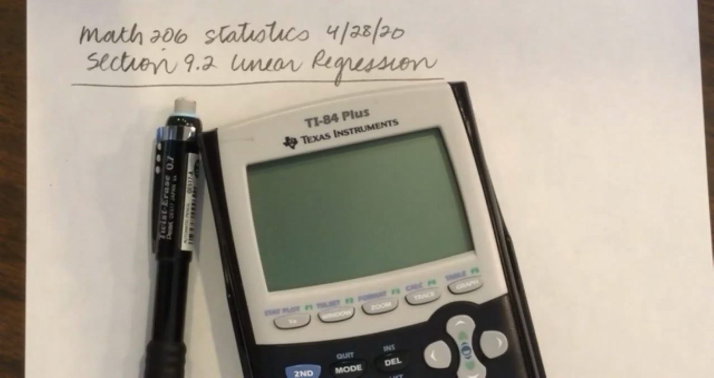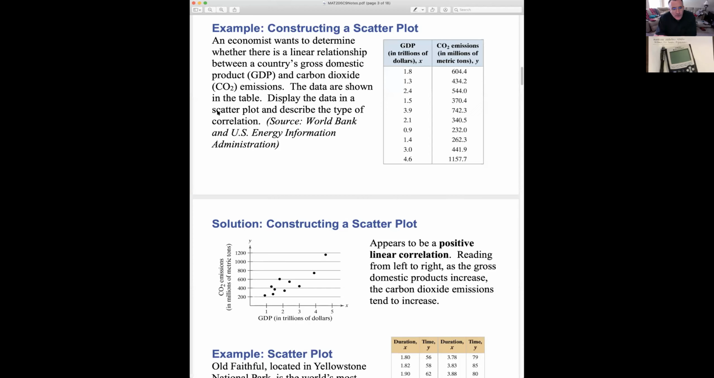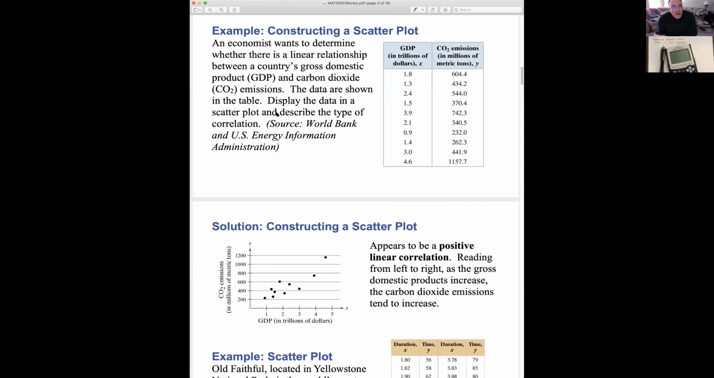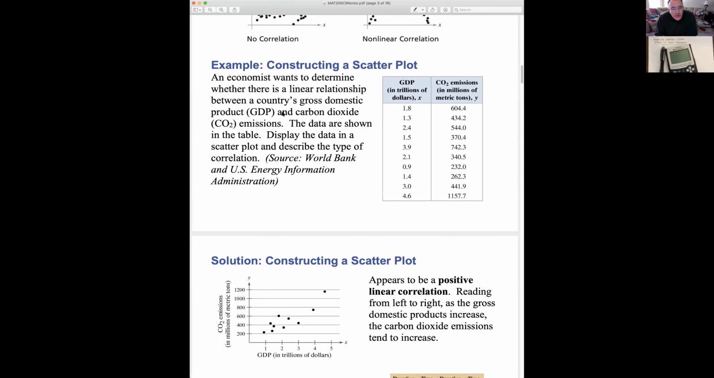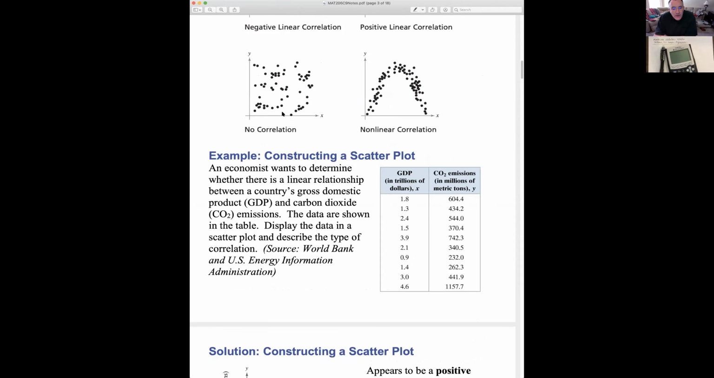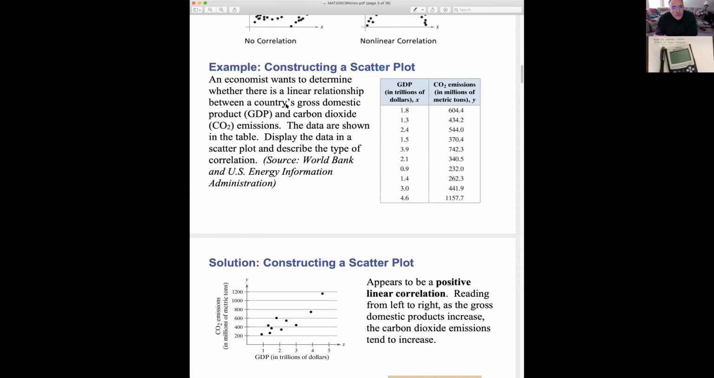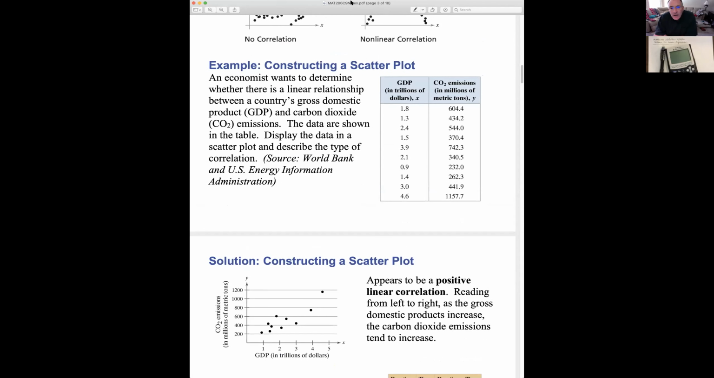Where is it? There it is. So from the class notes, we saw a couple of data sets, a couple of examples. This is the first example from section 9.1, and it was on gross domestic product versus CO2 emissions. We're going to look at two different variables at the same time.